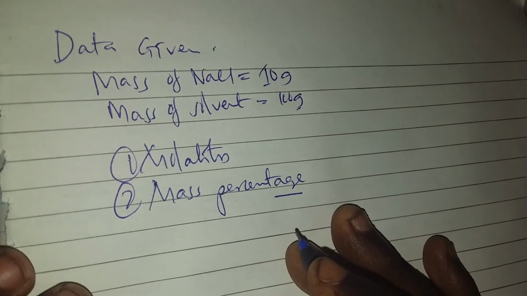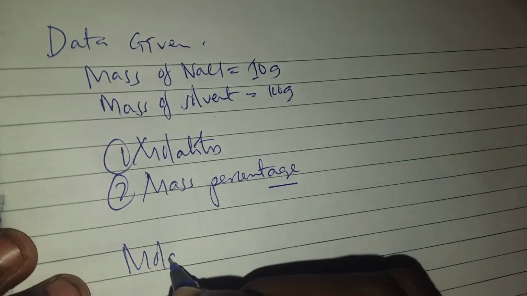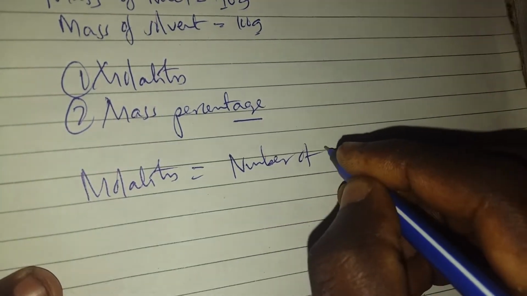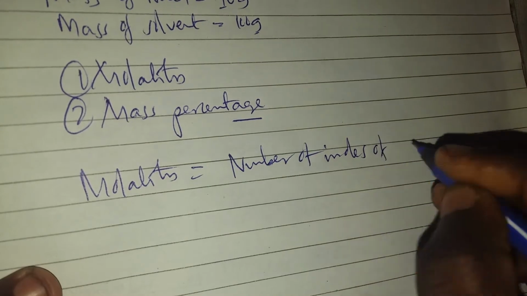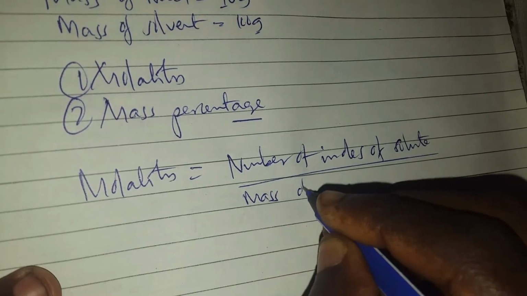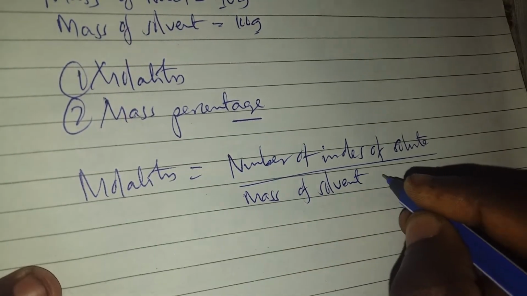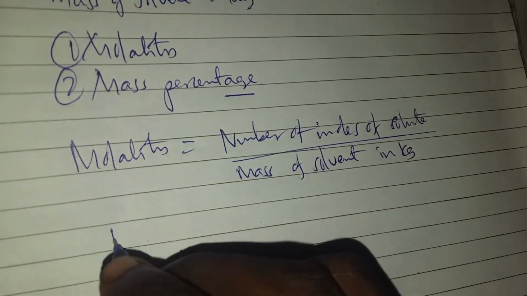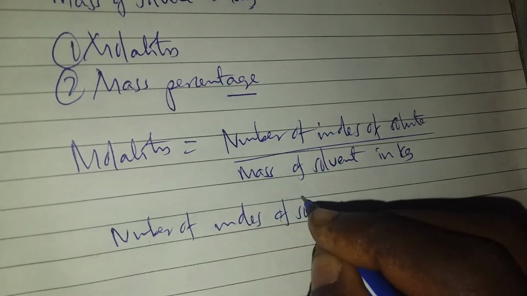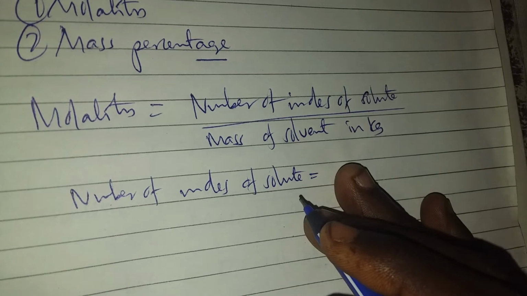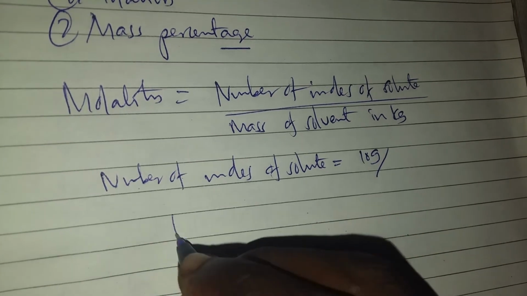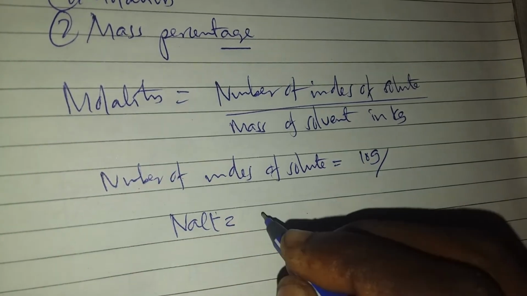Now what we are saying is that in order to calculate molarity, it is equal to the number of moles of solute divided by the mass of solvent in kilograms. So the number of moles of solute will be equal to 10 grams divided by the molar mass of sodium chloride. Sodium chloride, which is common salt, will be equal to how much?